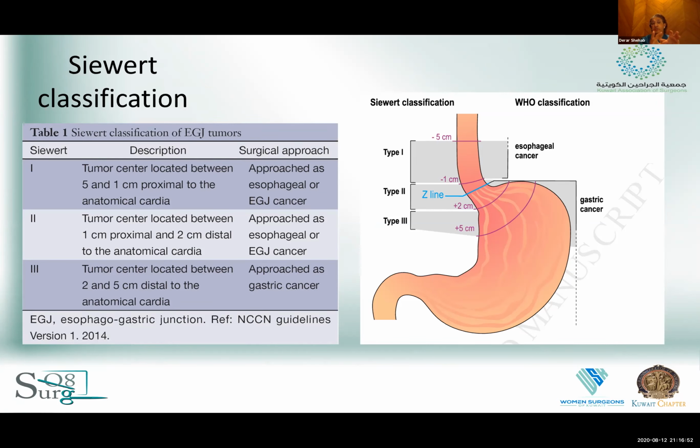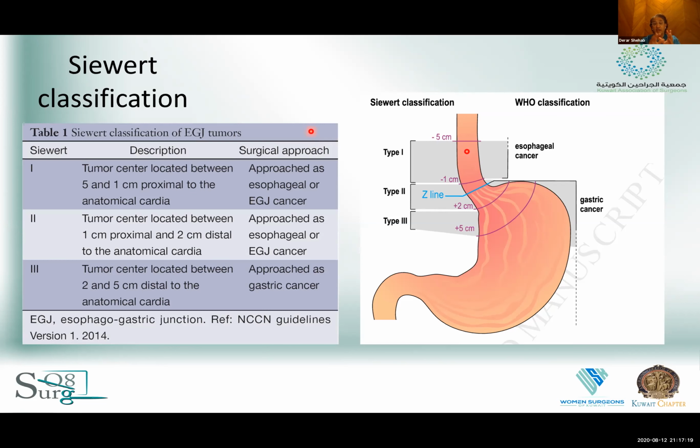According to Seward's classification, we map our surgery. What I'm saying is that the location of the tumor is very important. The Seward classification, type 1, is actually when you have the tumor proximal to the GE junction, between 1 and 5 centimeters.